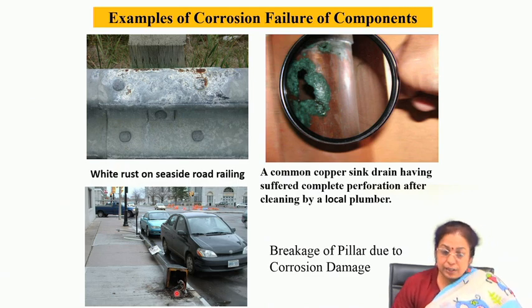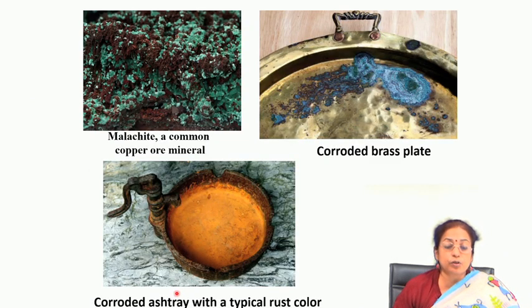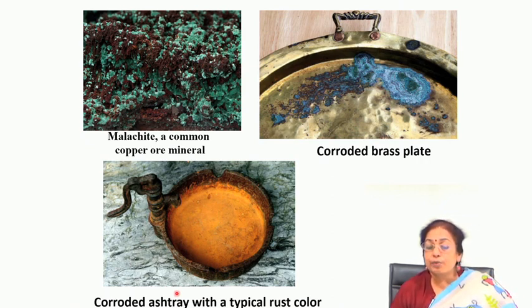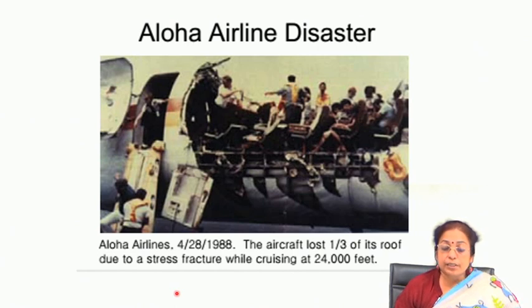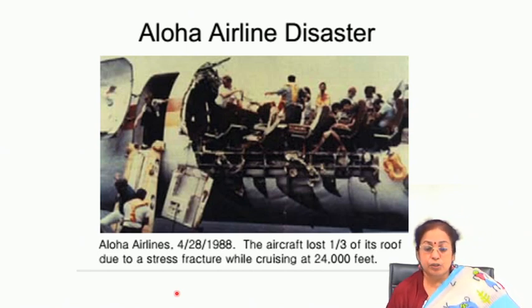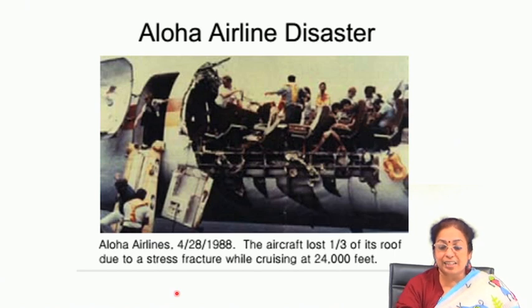Like that, there are several other cases of corrosion, like the common copper ore mineral malachite formation, a greenish structure because of corrosion attack, then a corroded brass plate because of selective leaching, and then a corroded ashtray with typical rust color, made of cast iron. This corrosion damage can be so severe that this is the case of corrosion fatigue, which caused the devastation of the Aloha Airlines structure. That was a typical accident in 1988. The aircraft lost a third of its roof due to stress fracture while cruising at 24,000 feet.